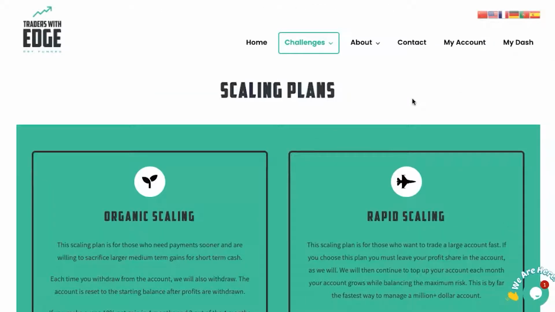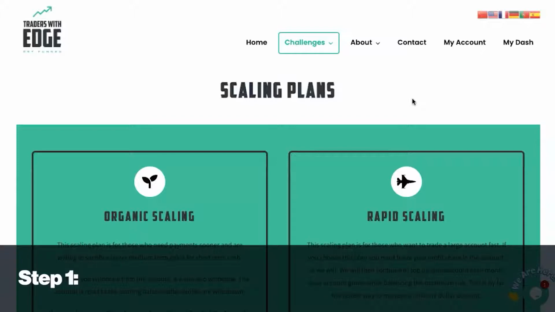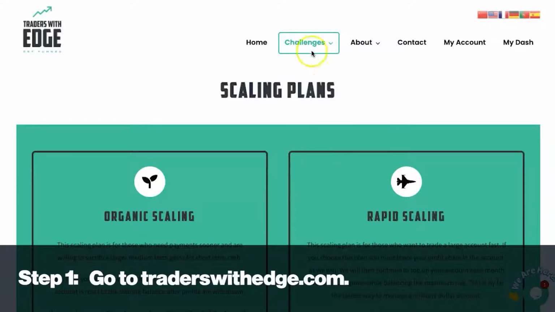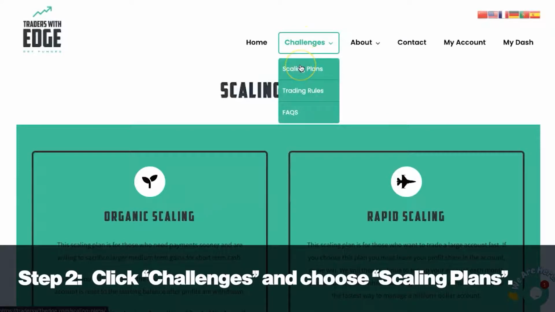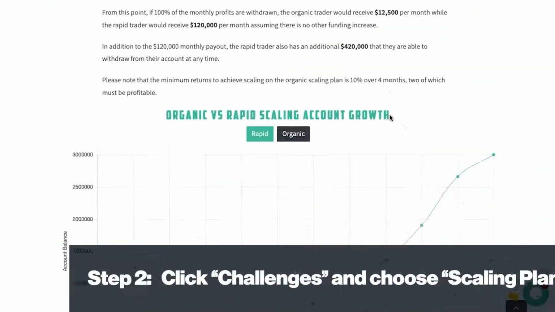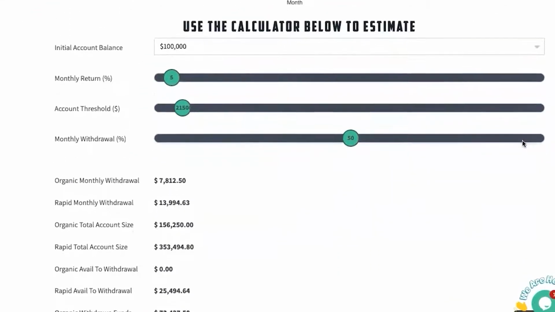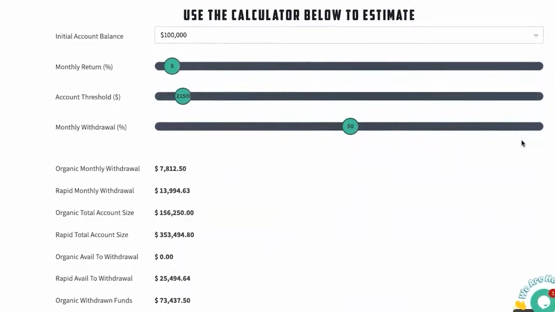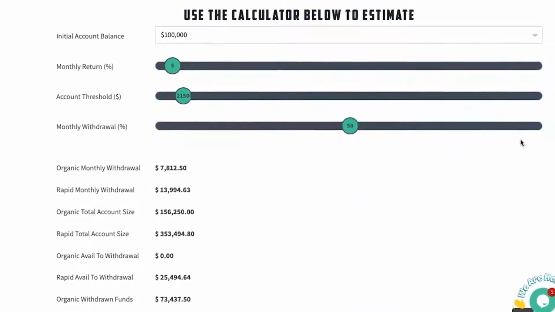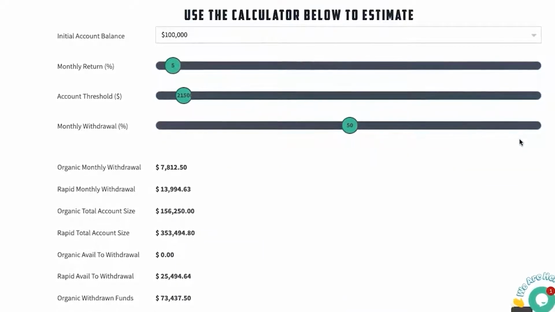How you get to this calculator is by going to traderswithedge.com, then hovering over challenges, selecting scaling plans, and then scrolling down. Down below, we have a calculator that you can use to estimate what the difference would be for you. So you can make up your own mind as to which scaling plan might suit your circumstances better.